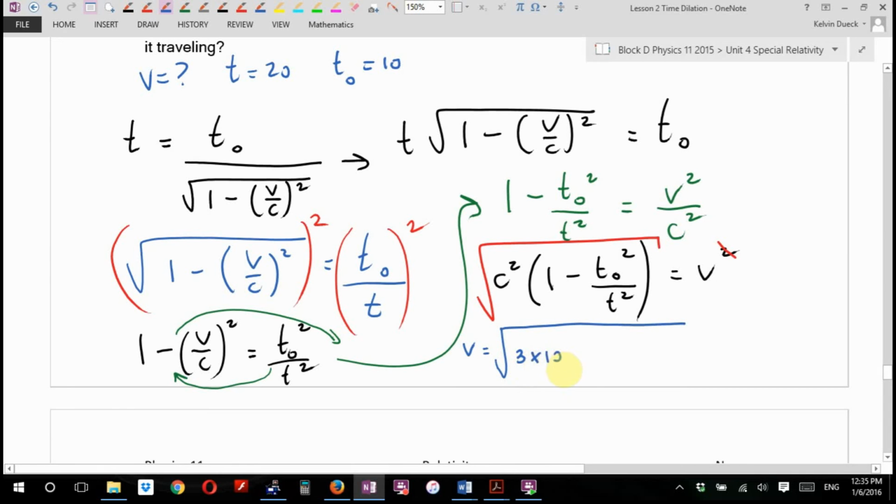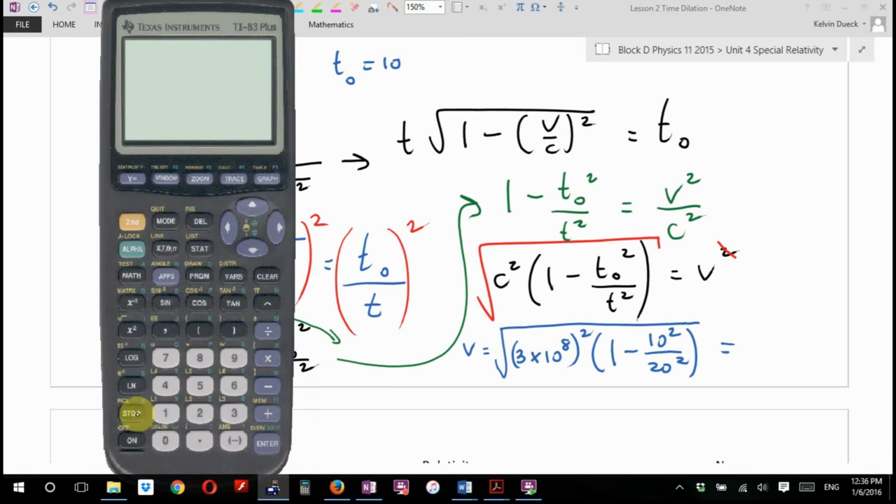3 times 10 to the 8th squared. That's c. 1 minus, what was t0? 10 squared over 20 squared. I'm going to do what's inside the brackets first, Adrian. I'm going to go 10 squared divided by 20 squared. I'm going to go 1 minus that.